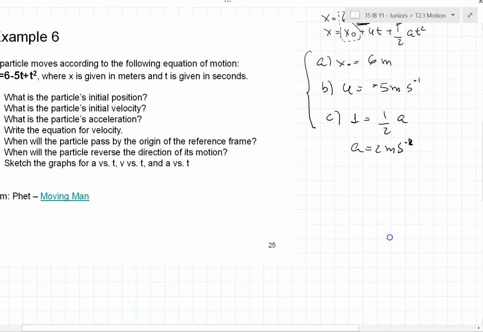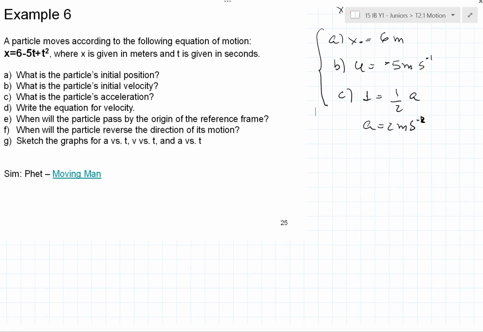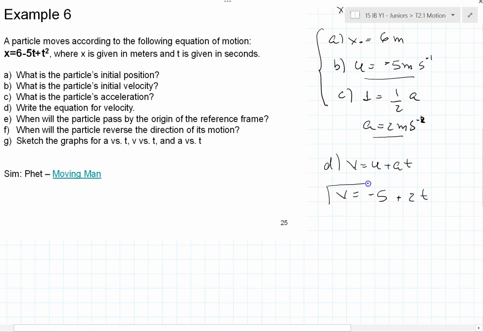Okay, well, continuing now with the solution, we want to know the equation for velocity. This would be part D. Well, the equation for velocity is v equals u plus at. So let's just get the parts. U is -5 meters per second, and the acceleration is 2 meters per second squared. So v equals -5 plus 2t.